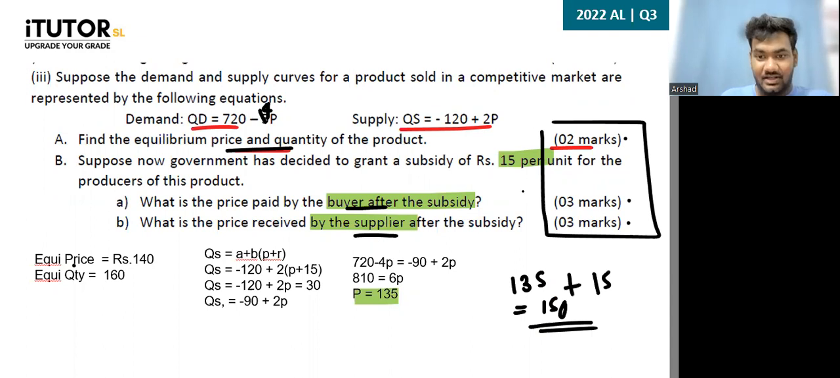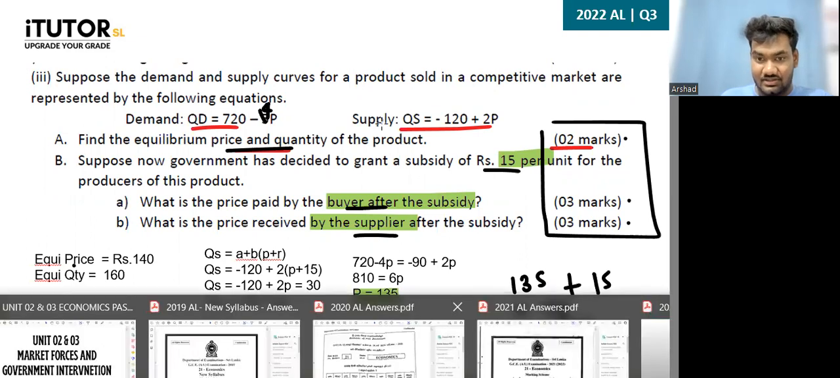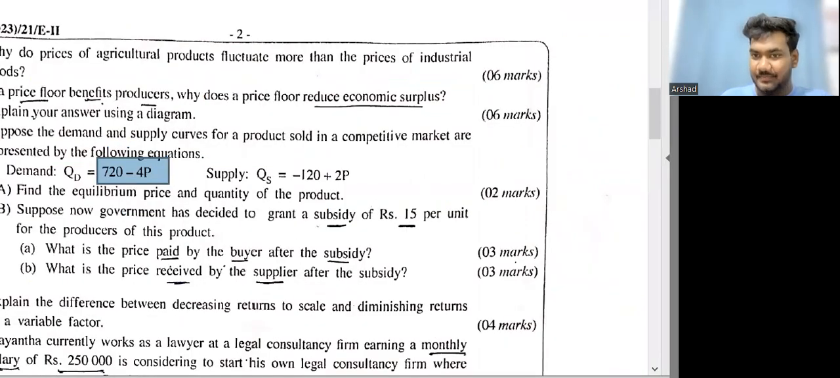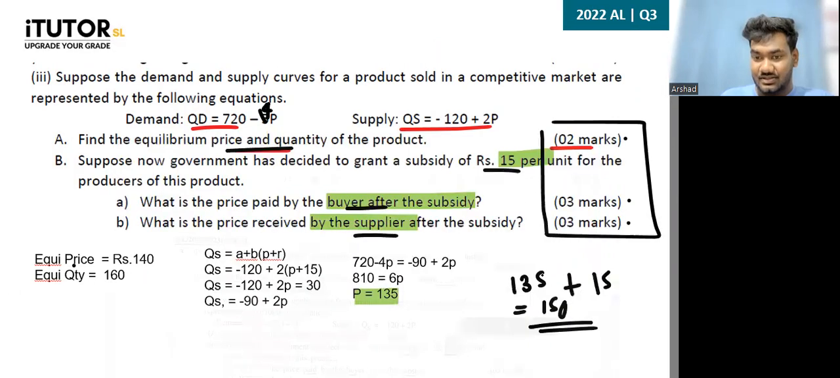No, 135 plus 15. There is a 15 per unit subsidy. Did I type that wrong? Subsidy of 15, yeah. So 135 plus 15 gives you 150. So I'm hoping that is okay, guys.